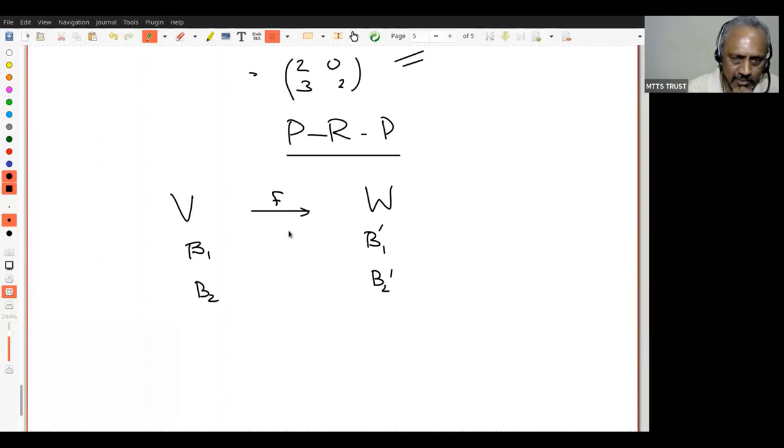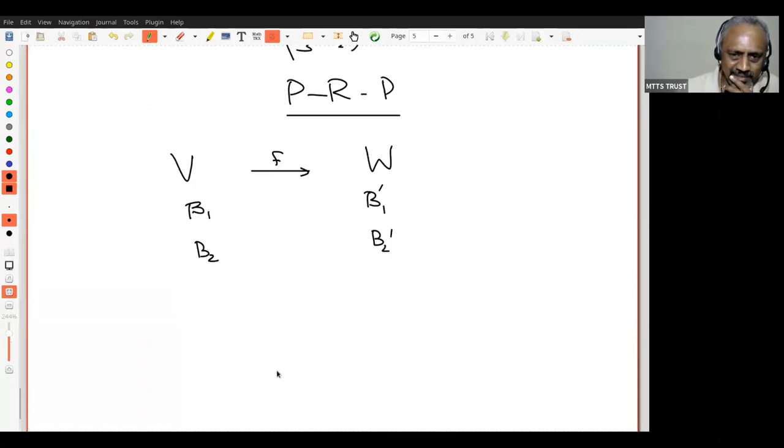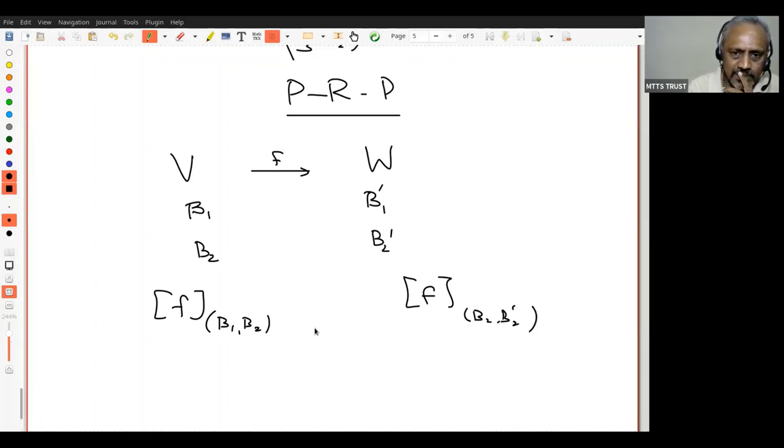Okay. Now, do you know what question I'm going to ask? F is a linear map from V to W. I have two ordered bases B1, B2 on V, and B1 dash and B2 dash on W. There is an obvious thing you can ask. What is that? I can form the matrix of F with respect to the ordered bases B1 and B2. I can also find the matrix of F with respect to the ordered bases B1 dash and B2 dash. You understand this? So what is the question? What is the relation between them?